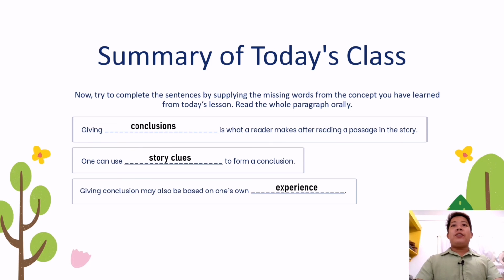Now, let's read the whole paragraph. Giving conclusions is what a reader makes after reading a passage in the story. One can use story clues to form a conclusion. Giving conclusion may also be based on one's own experience.